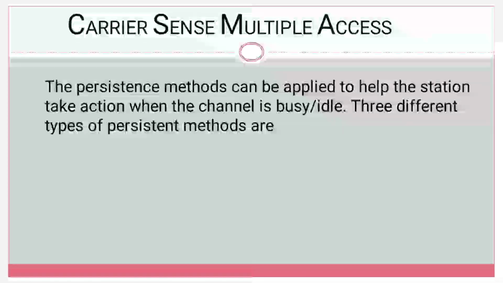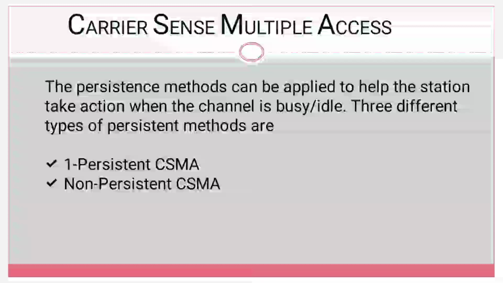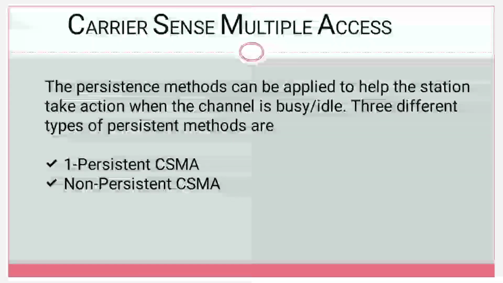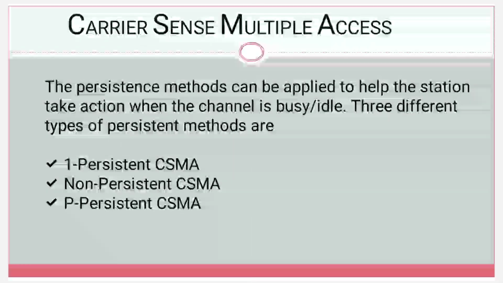So here the persistent methods can be applied to help the station take action when the channel is busy or idle. I already told, here we will apply some persistent methods to sense the carrier. So three different types of persistent methods are there: one-persistent CSMA, non-persistent CSMA, and P-persistent CSMA. These three are three different methods for sensing the carrier. So we'll see one by one.